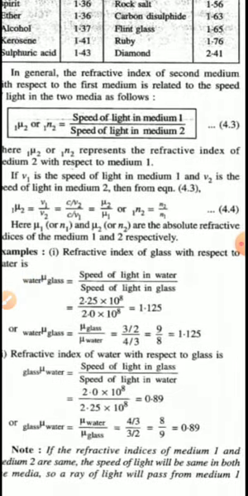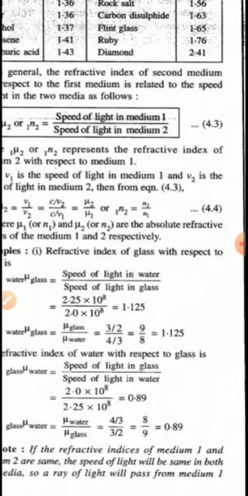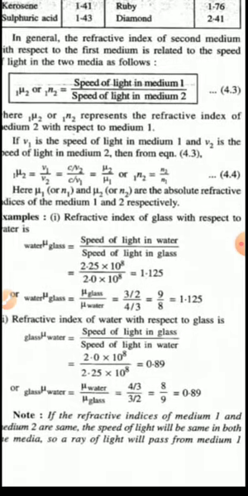Refractive index of glass with respect to water. Here it is, refractive index of glass with respect to water. So medium 1 is water and the second medium is glass. Refractive index of water with respect to glass means it is glass divided by water.